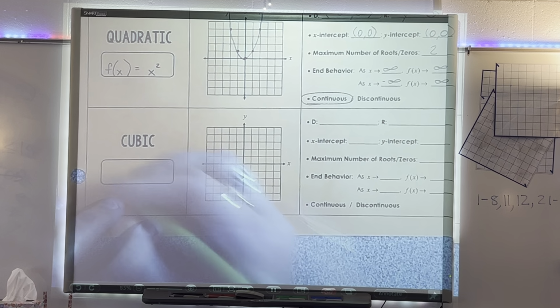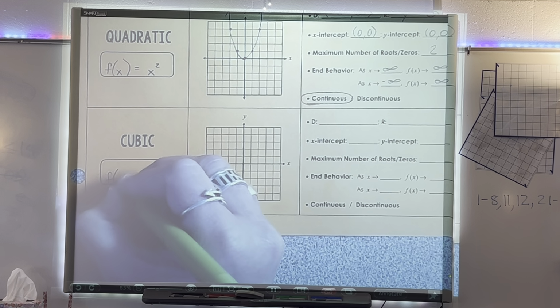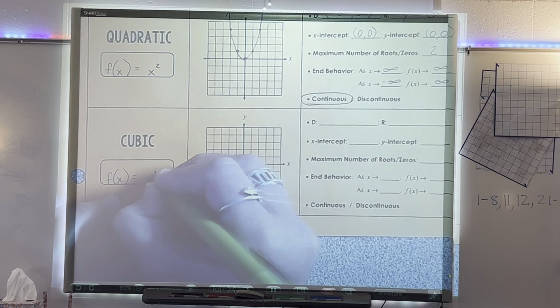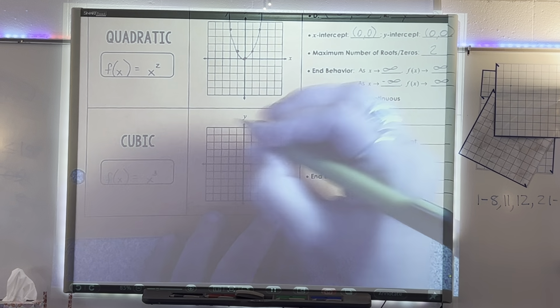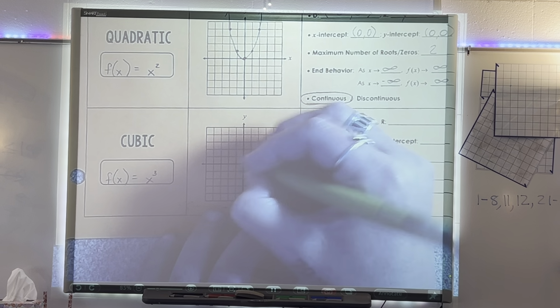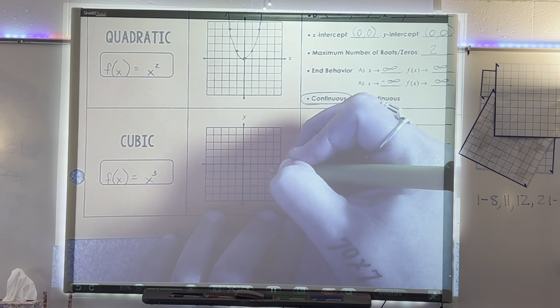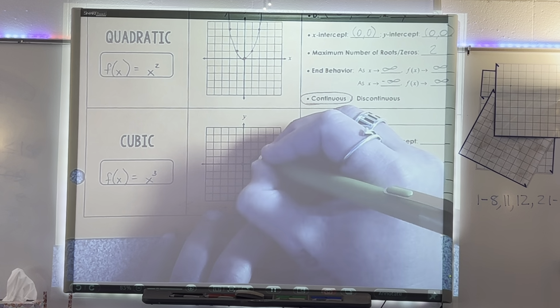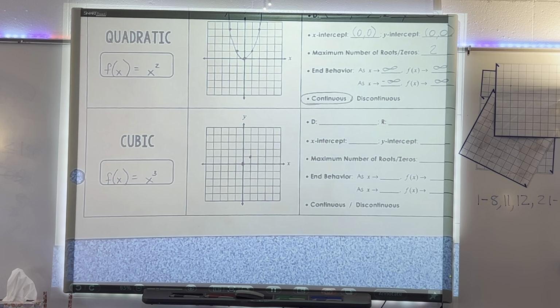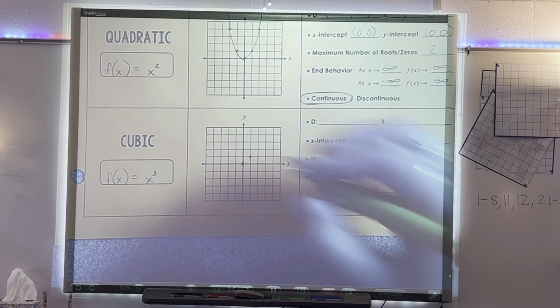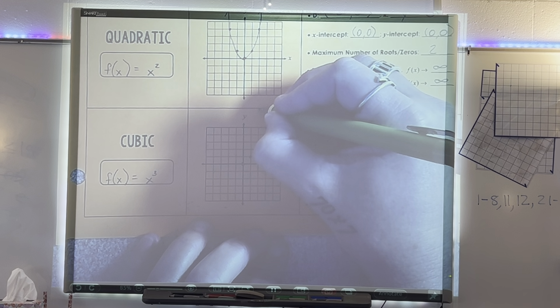All right, cubic. Y'all have not seen this one. F of x is equal to x to the third. So if I choose 0, 0 to the third is still going to be 0. If I choose 1, that's 1 times 1 times 1, which is still 1. If I chose 2, 2 times 2 would be 4, 4 times 2 would be 8, which is off my graph, but it's up here, like, I don't know, about there.